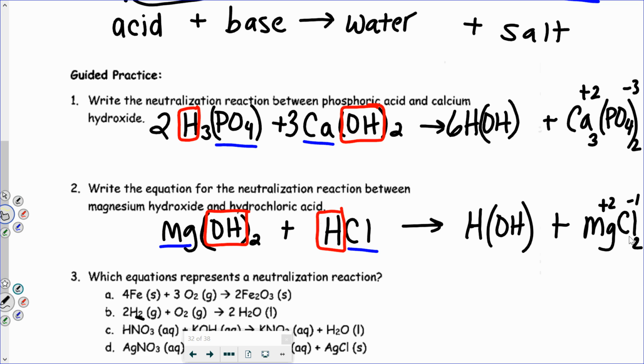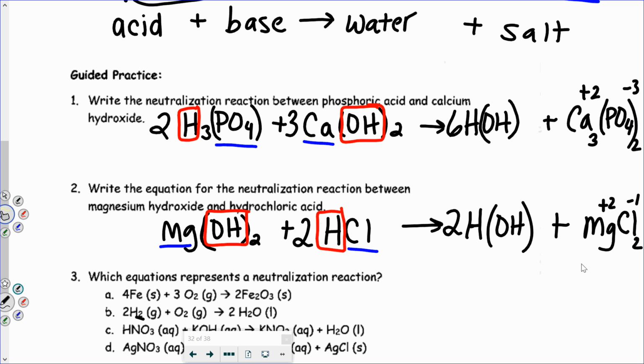I have 2 chlorine on my product side, but only 1 here, so I need to put a 2 out front. And then once you've balanced the salt, go back and check that the water is balanced. So I've got 2 H's here, but only 1 here, so I'm going to have to put a 2 out front. I have 2 OHs here, and because I just put that 2 out front, I now have 2 here. So that is balanced out. So that is how you would write the neutralization reaction between those acids and bases.